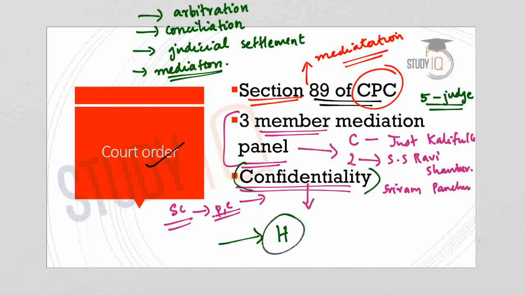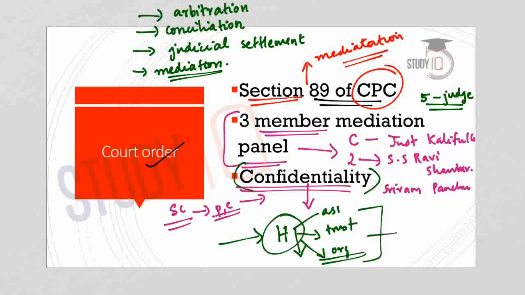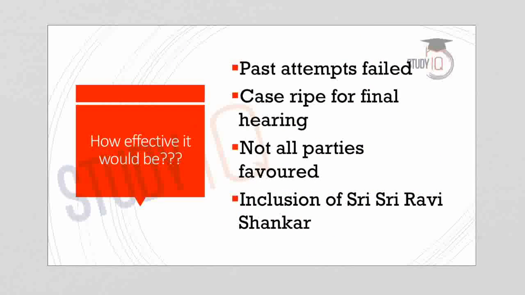So we will see that the majority of the Hindu bodies, like various associations, trusts and organizations, have opposed this mediation, but the Muslim bodies are in support of this mediation. Now this is briefly about the court order. Now coming to how effective it would be, we will analyze how effective this mediation can be.